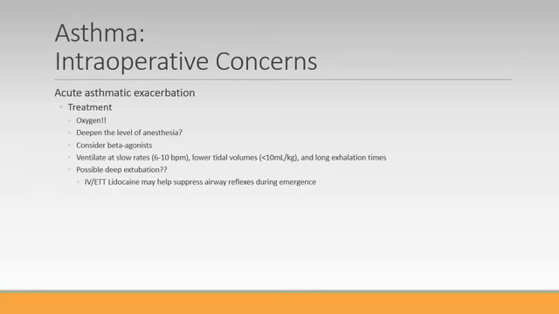And that's because one of the more common triggers of intraoperative asthmatic attacks for patients under general anesthesia is light anesthesia. That light anesthesia allows them to get stimulated, and then they can respond by having a bronchoconstriction.